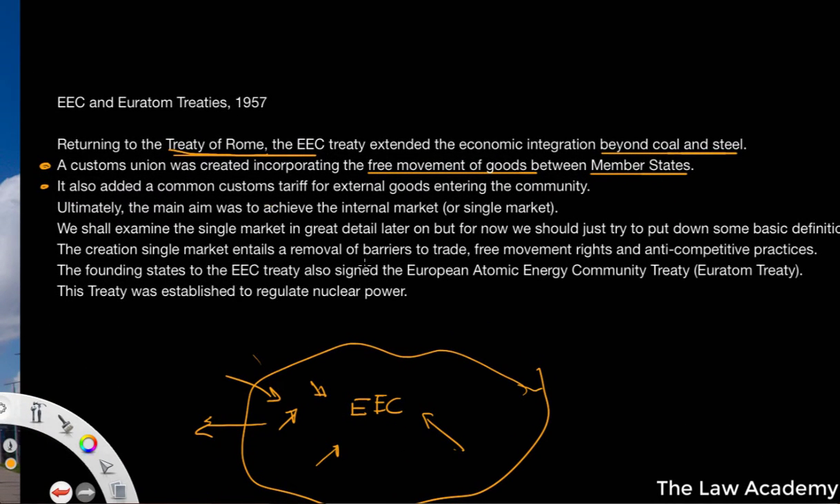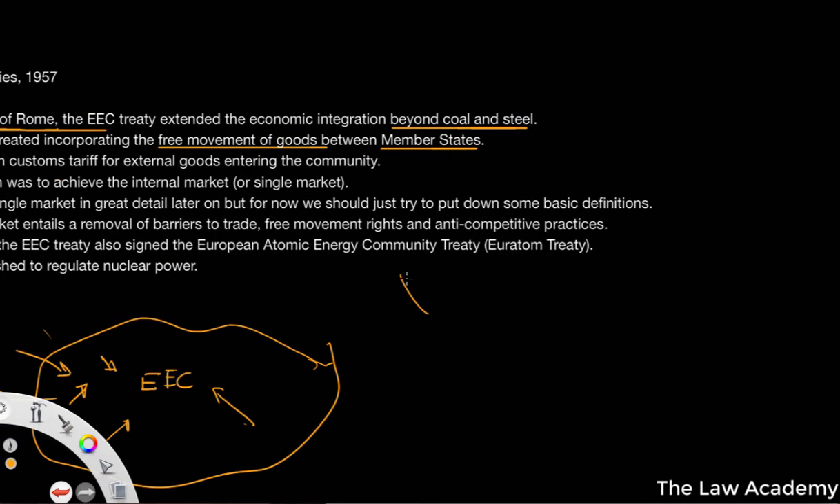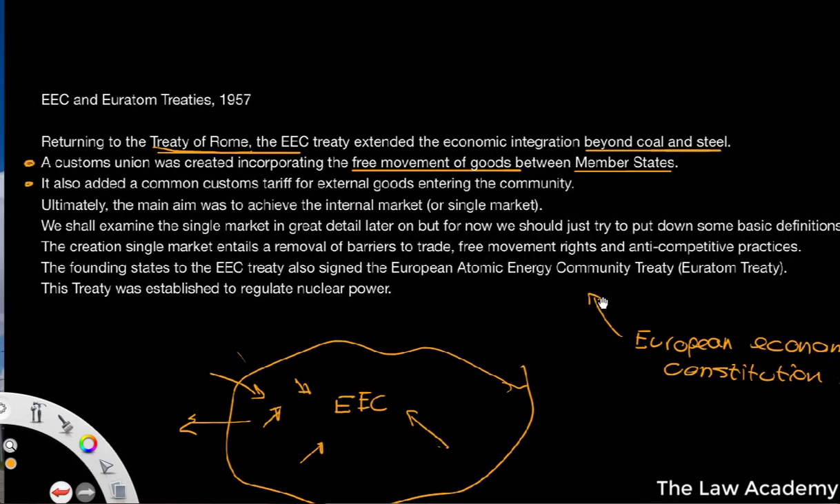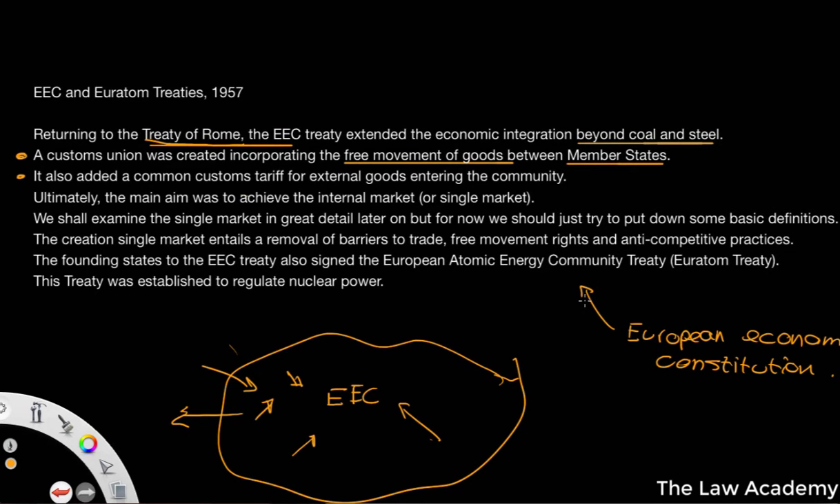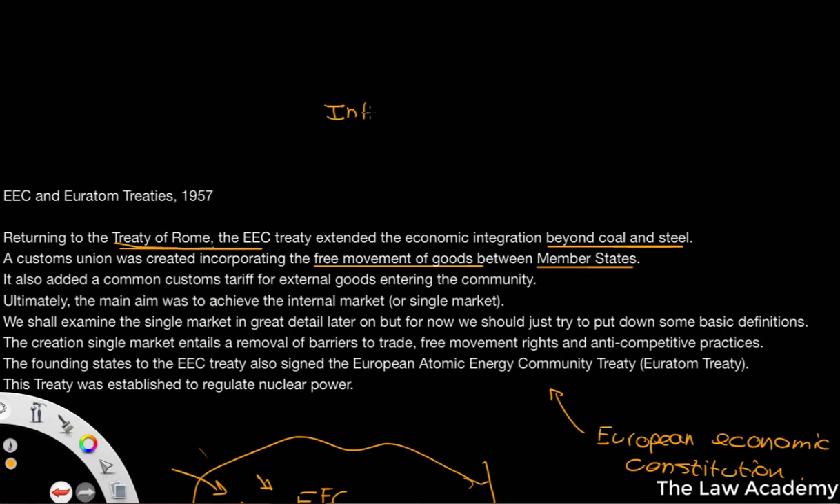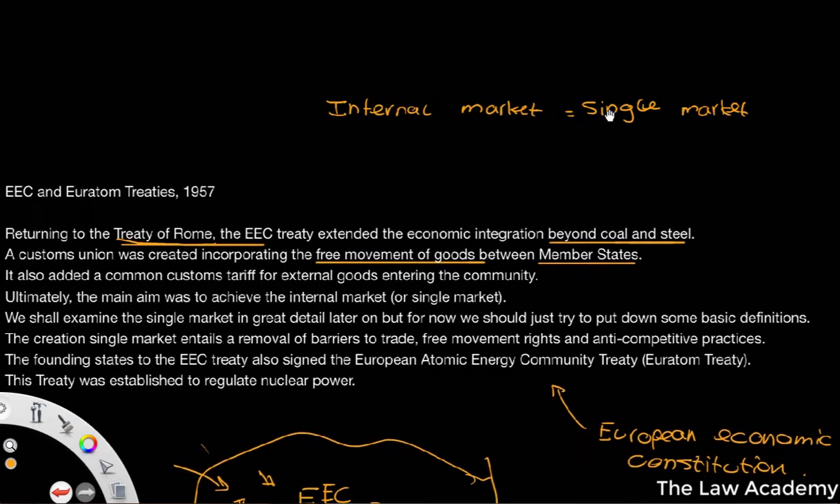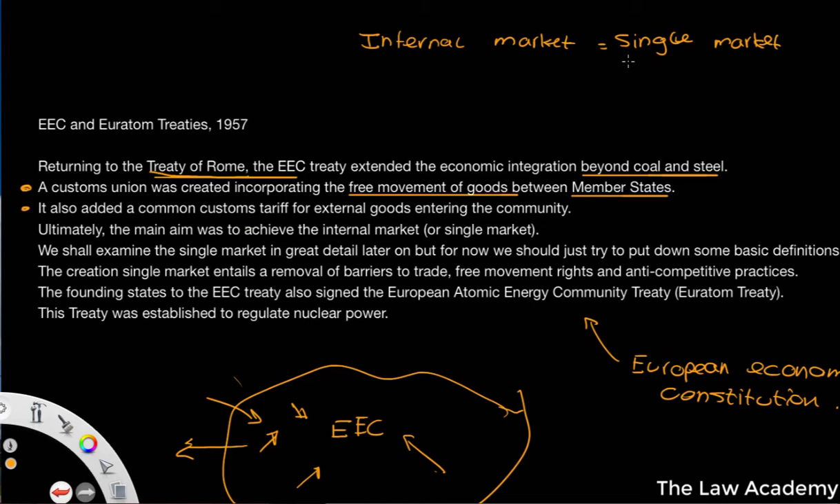Okay, and the concept of the free movement of goods and the concept of a customs union is very, very important within the context of the European Economic Constitution. Ultimately, the aim of creating this customs union, the aim of the Treaty of Rome, was to try and achieve an internal market. And I'm going to use the terms internal market and single market interchangeably. I'm going to use single market as much as I can because that's the phraseology I was taught. They effectively mean the same thing. We'll examine the single market in great detail, but for now we should put down some general basic definitions.